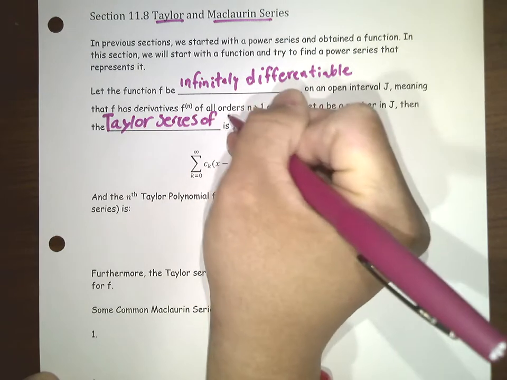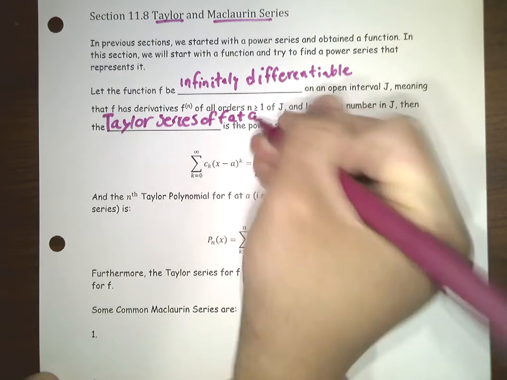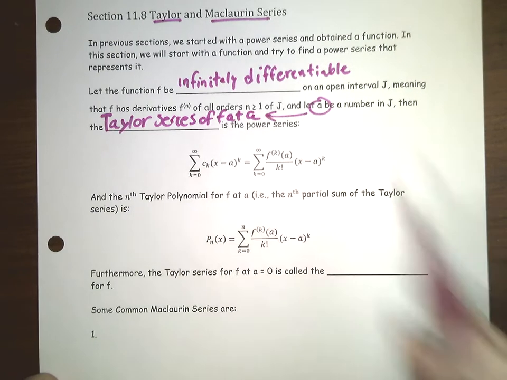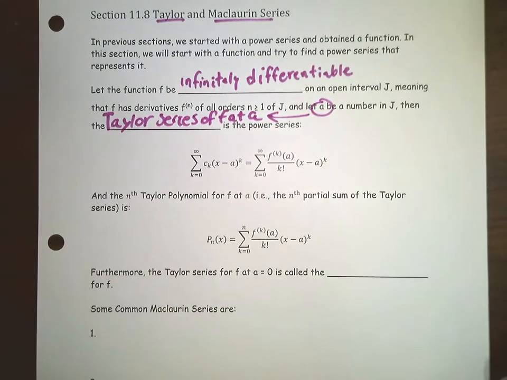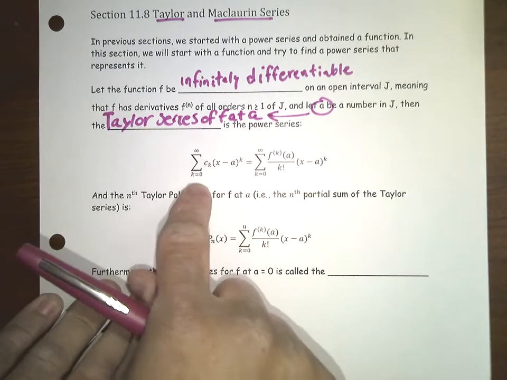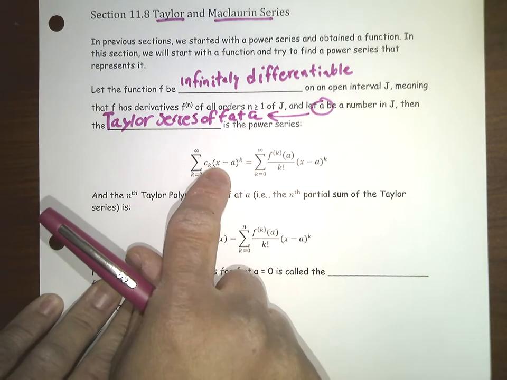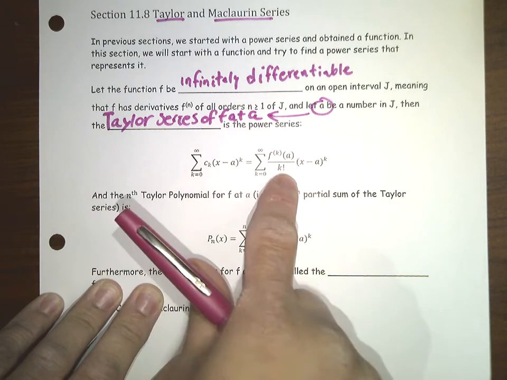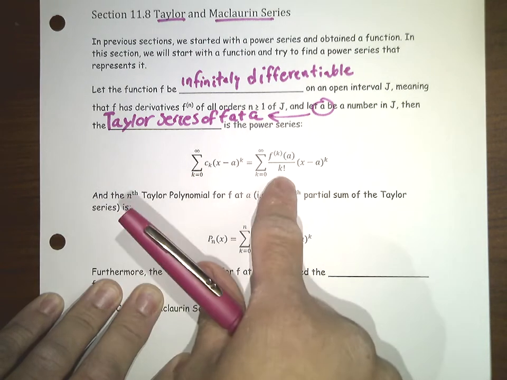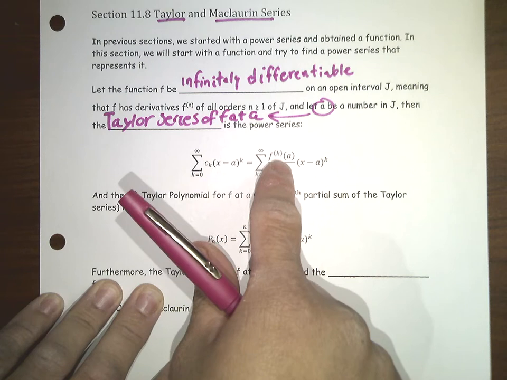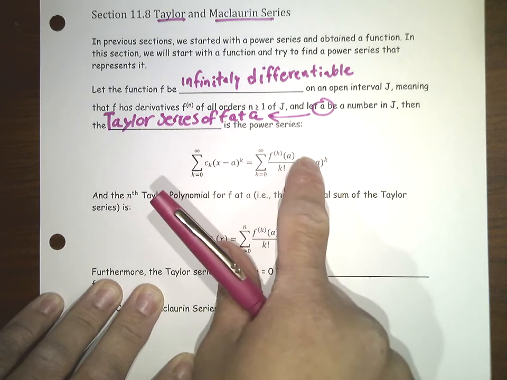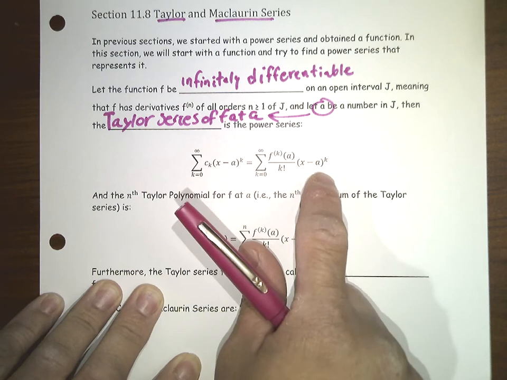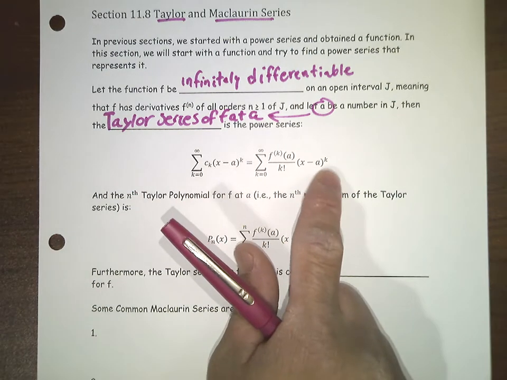of the function f at a, right, this is the a, the number in the interval J, that's this power series here. Sum k equals 0 to infinity of c_k times (x minus a)^k, and that's equal to the series sum k equals 0 to infinity of the kth derivative evaluated at a over k factorial times (x minus a)^k.